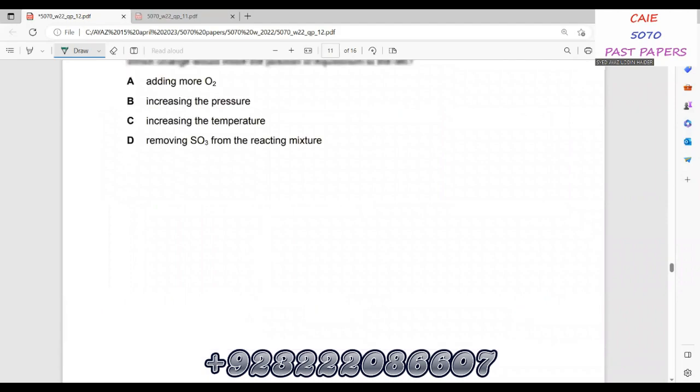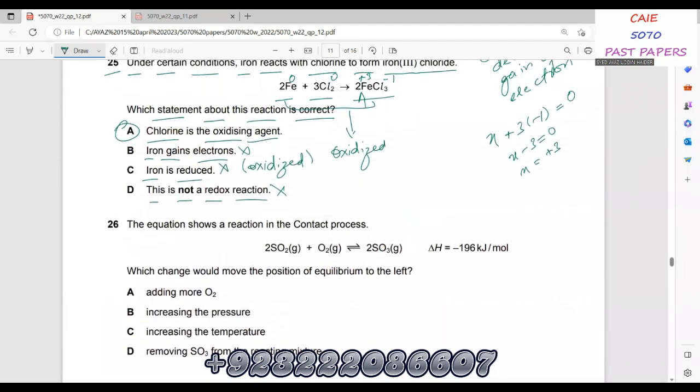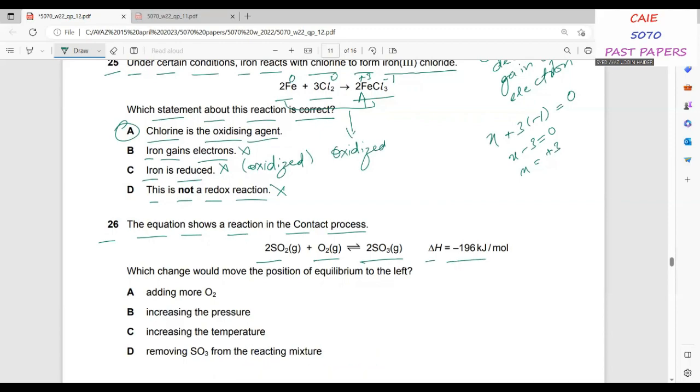26. The equation shows a reaction in the contact process. 2SO2 gas plus O2 gas gives 2SO3 gas. Delta H is -196 kilojoule per mole. The minus sign indicates the forward reaction is exothermic. Which change would move the position of the equilibrium to the left-hand side? Left-hand side means reactant side.